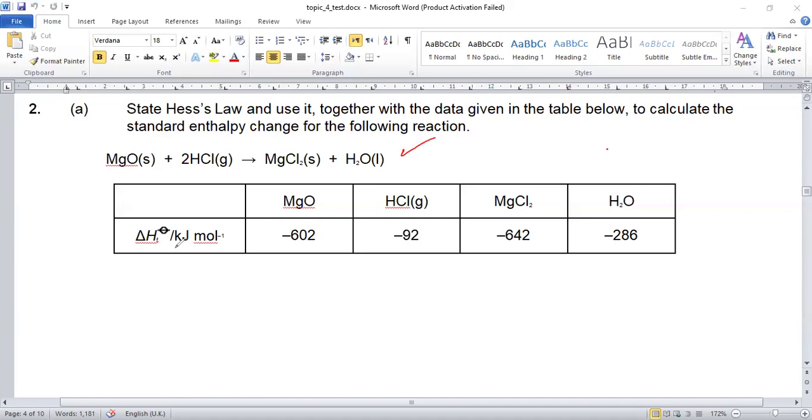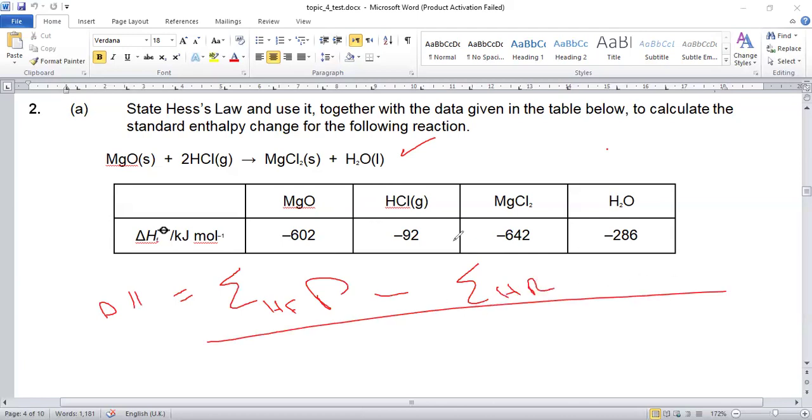This is the delta H formation for those compounds. So we can consider their equations for formations to indicate that. You mean delta H equals the summation of delta H formation of products minus the delta H for reactants? Yes, okay. How can you indicate it?